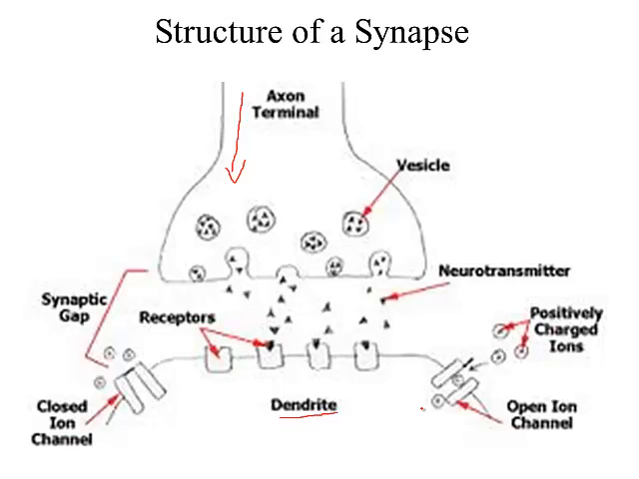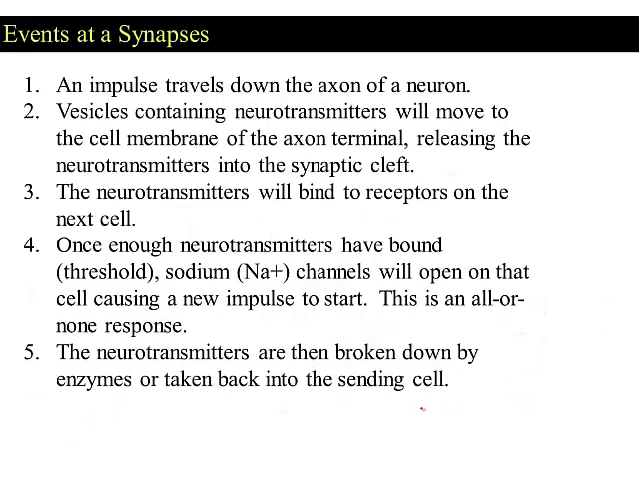So we can break this down into steps of what happens at the synapse. So in step 1, an impulse is going to travel down the axon of a neuron. So we've got that neuron that was there. The axon is the very end of it, so the impulse travels down. The vesicles that have the neurotransmitters move over to the cell membrane, and they release those neurotransmitters into the synaptic cleft or gap.